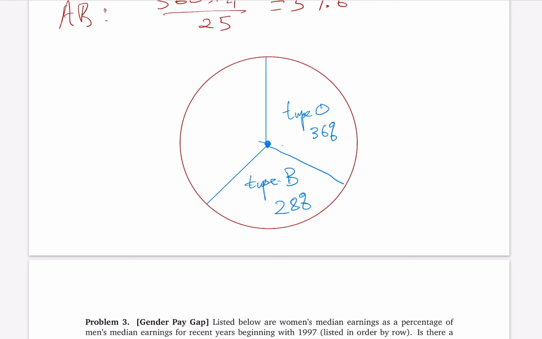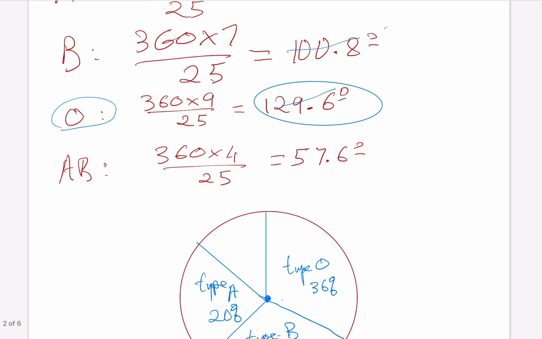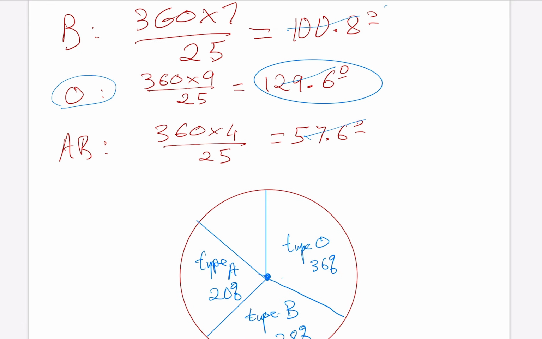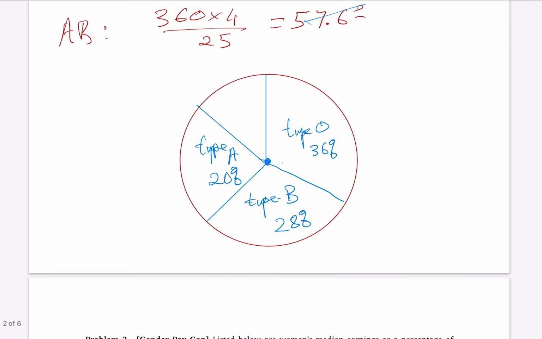Let me change it a little bit. You can draw like this. Okay, here we have type 8, and it's 20%. And the last one is 57, and 57 is AB, and the AB here, the degree is 16%. Write down 16%. Type AB, and that's it.